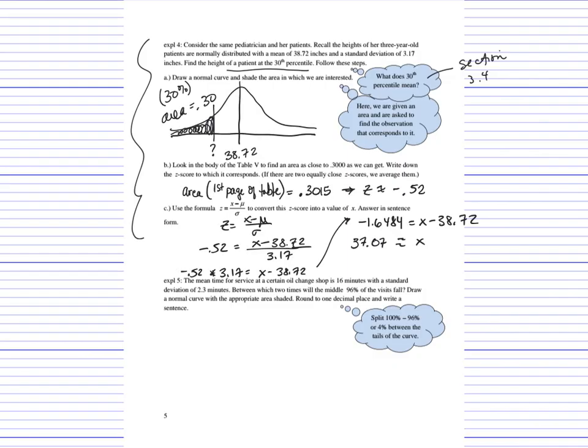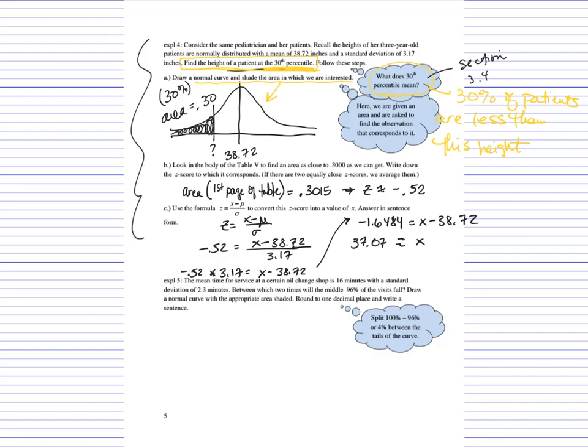All right, so this is what I did. I drew out for part A the normal curve and shaded the area in which we were interested. What we were looking for was the height of the patient at the 30th percentile. Thinking about the 30th percentile and what that means, we know from section 3.4 that that means 30% of patients are less than this height. And the question is, of course, what is that height, right?